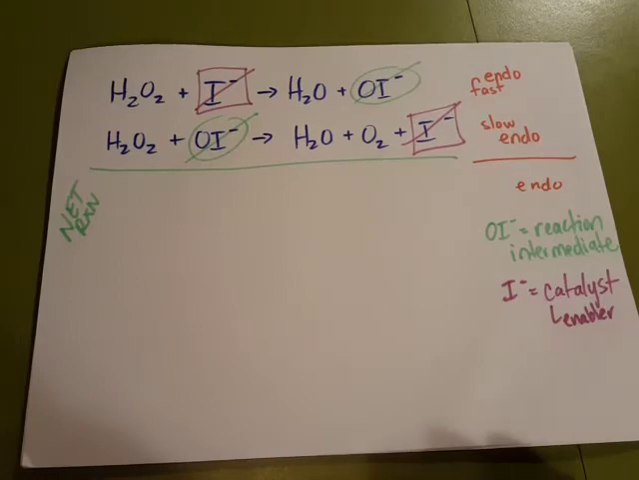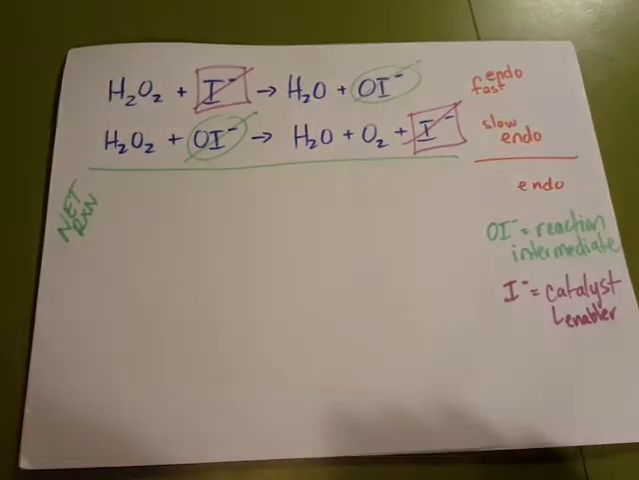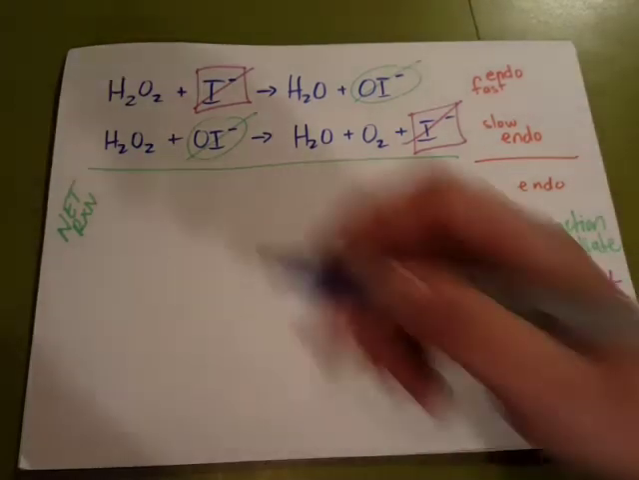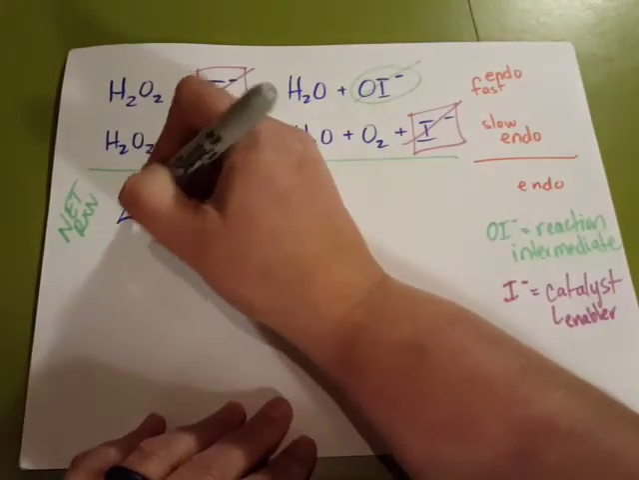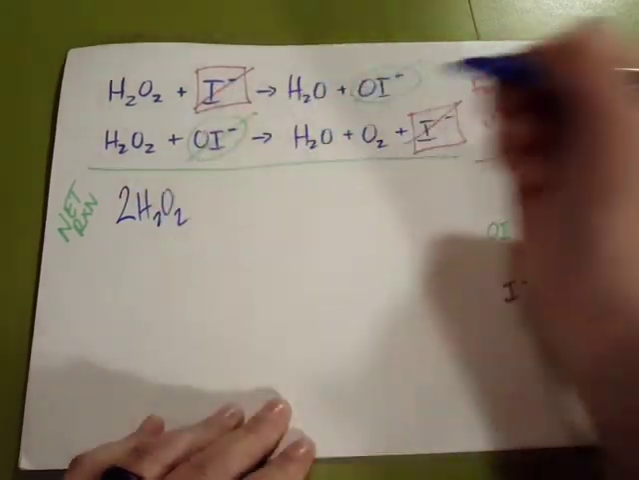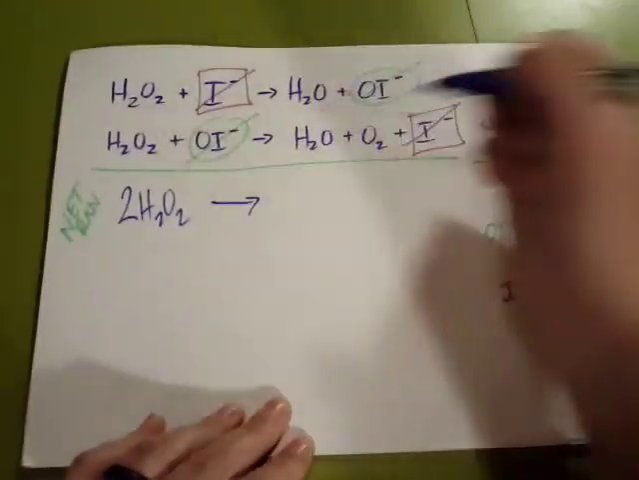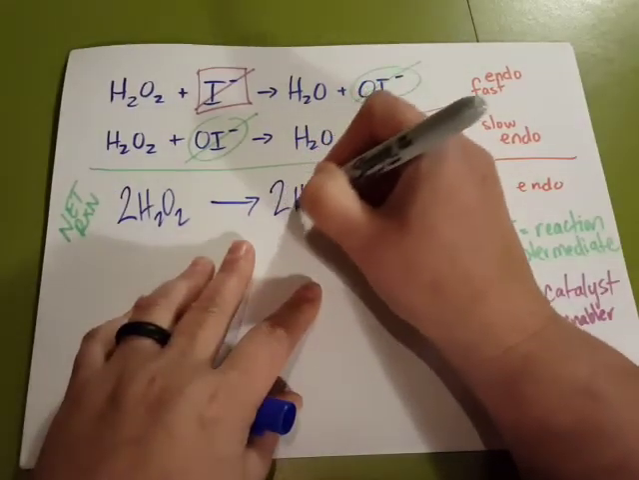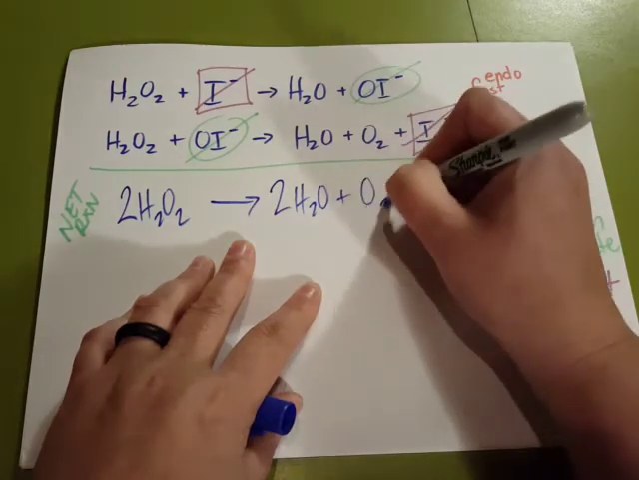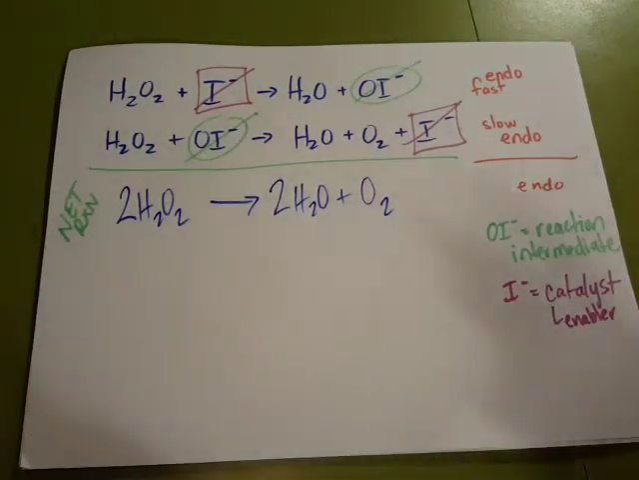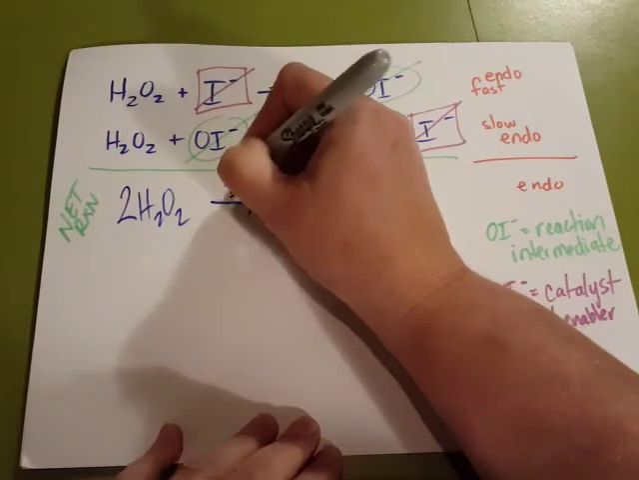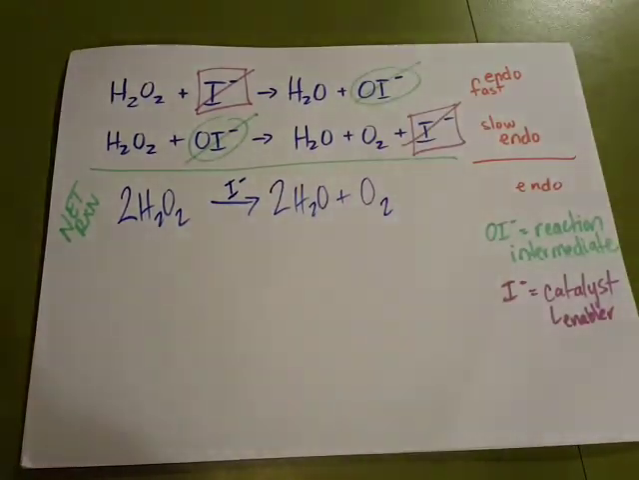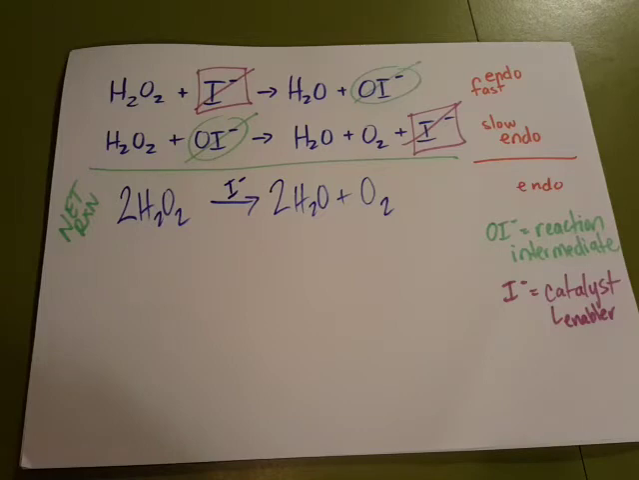So now that we've sort of eliminated any sort of duplicates there, we can add together the two steps. So 2 molecules of hydrogen peroxide decompose to form 2 molecules of water and oxygen gas. But, I think it is worthwhile to note that it is in the presence of iodine ion. So that is our catalyst.